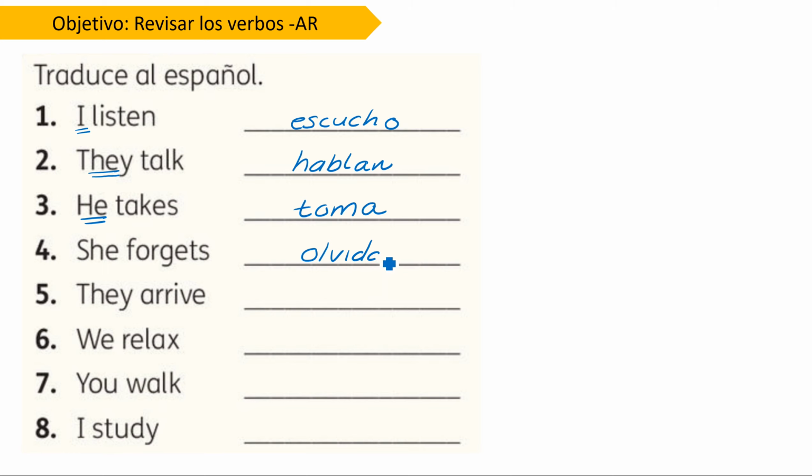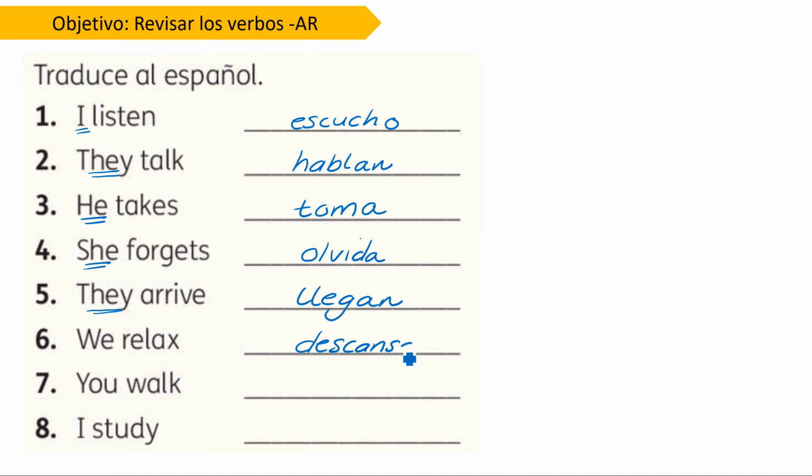Olvidar is the verb to forget. Take off my AR. She forgets. So it's I, you, he, she. O, as, a. So olvida is she forgets. Llegar is to arrive. Okay, take off my AR. They are doing the action. What's the ending? O, as, a, amos, áis, an. Llegan, they arrive.